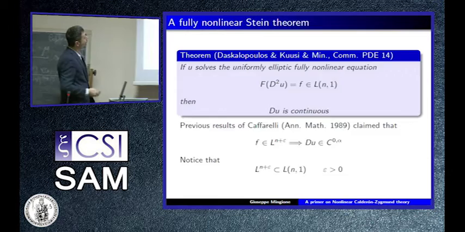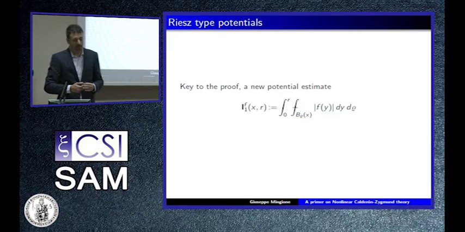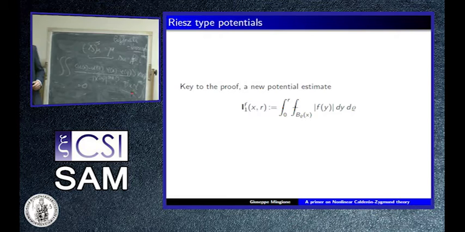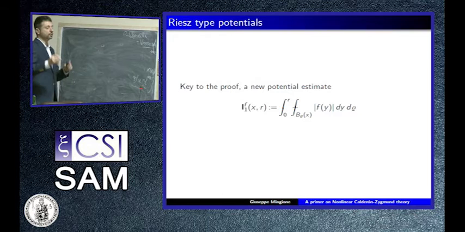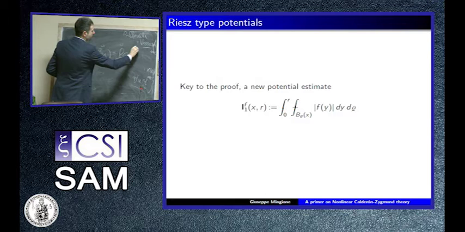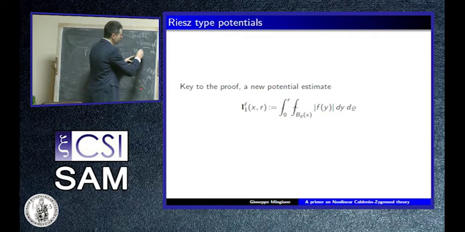Okay, the key to the proof is a new potential type estimate, a new potential. What is the bad thing about these fully nonlinear equations? You might think that also here there's a potential estimate working, but actually this is not the case. Because these fully nonlinear equations are not well defined when the right-hand side is not at least in L^n, or close to L^n. For fully nonlinear equations, the notion is that of viscosity solution, and this is achievable provided the right-hand side is in L^n or in L^(n-epsilon) with epsilon very small.